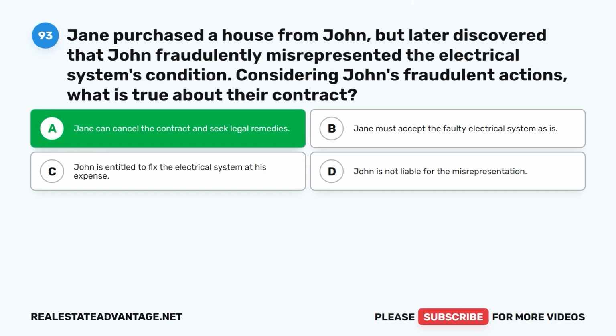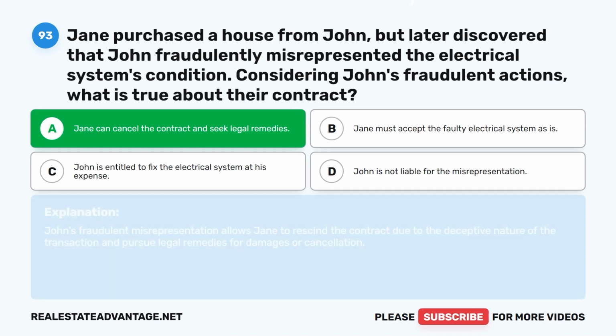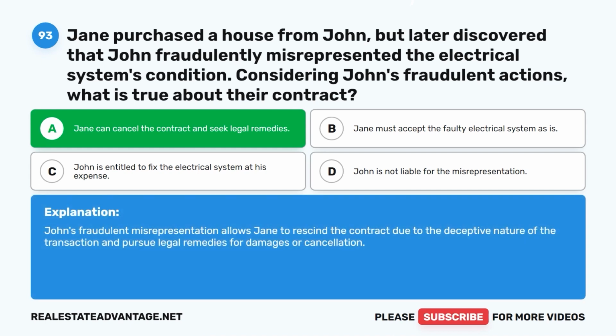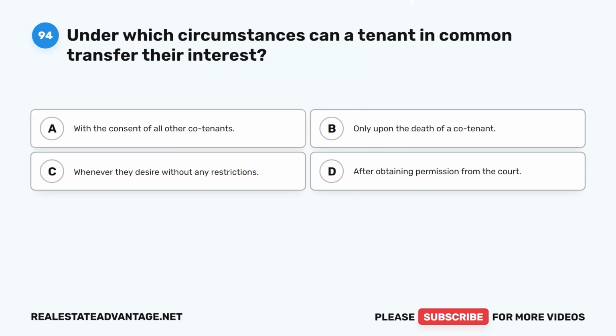The correct answer is A. Jane can cancel the contract and seek legal remedies. John's fraudulent misrepresentation allows Jane to rescind the contract due to the deceptive nature of the transaction and pursue legal remedies for damages or cancellation.